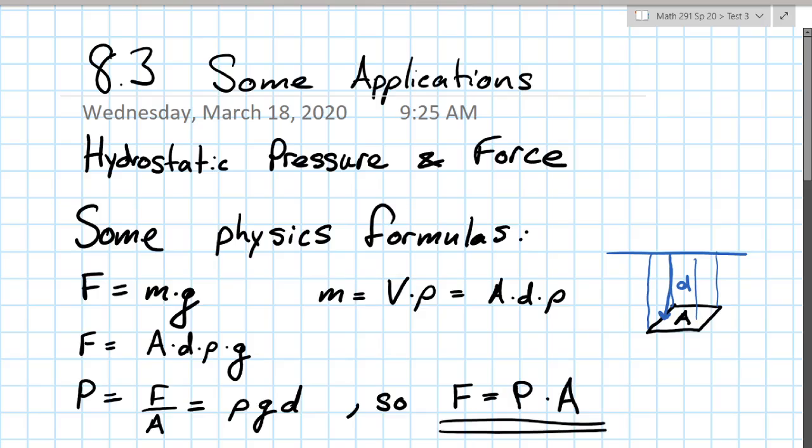above this plate. So the area of the plate times the depth below the water would give us the volume times the water density rho. So substituting that back into our force equation, we have force is equal to the area times the depth times the water density times the acceleration due to gravity.